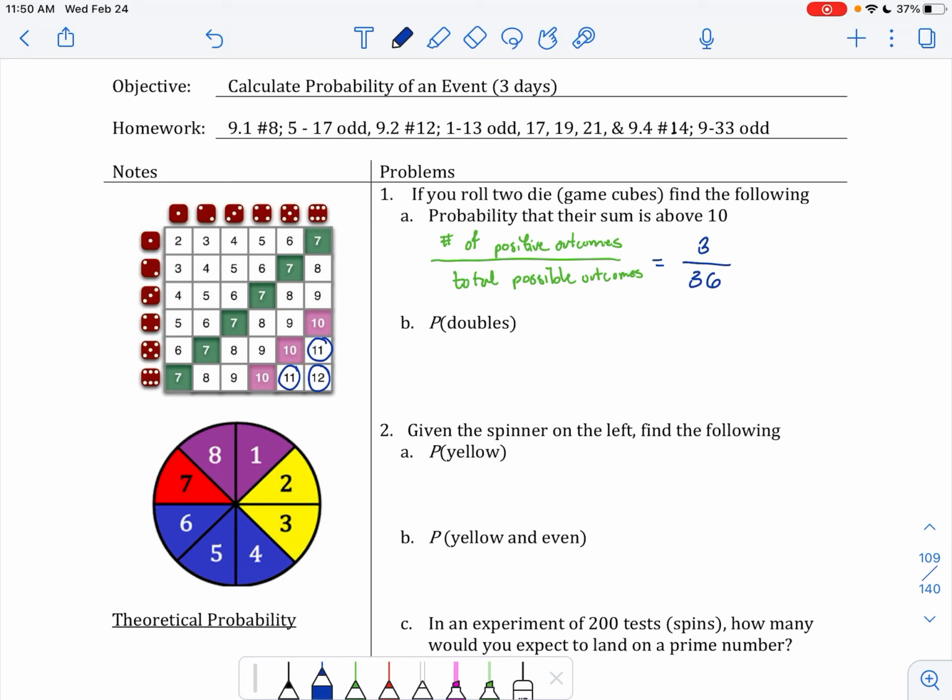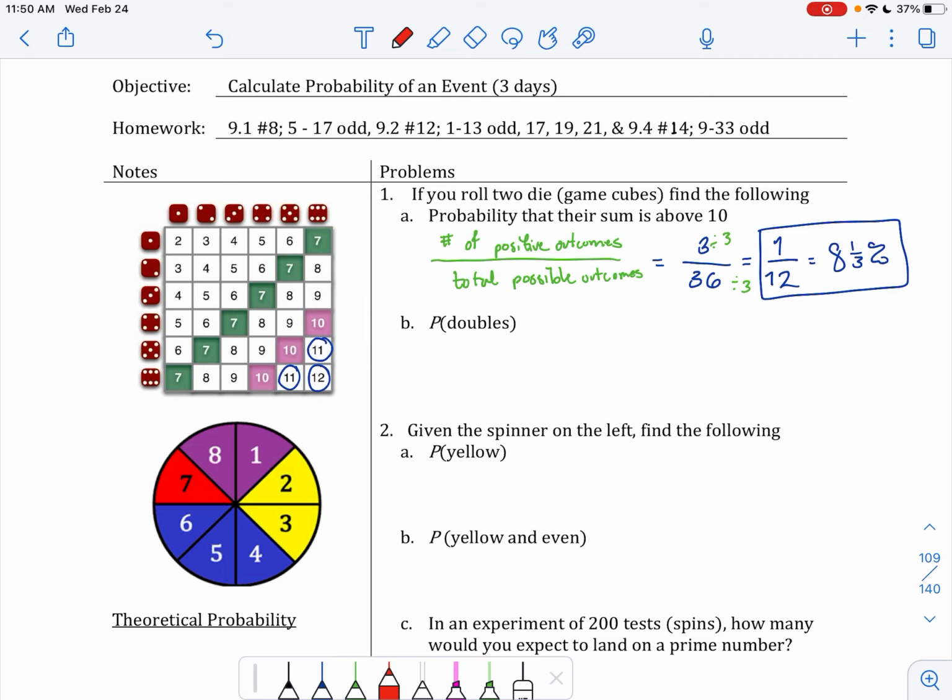We can leave it as a fraction, that's just fine, but we want to simplify it as 1 out of 12, dividing each of these by 3. Leaving it as 1/12 is just fine, and the nice thing is you don't need a calculator for that. If you wanted to turn it into a percent, which some of you will, that would be 8 1/3%. Either of these is just fine.